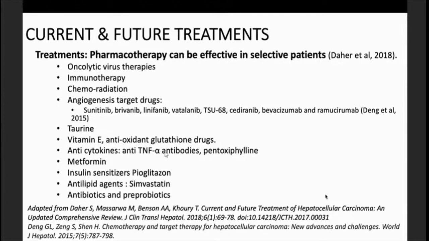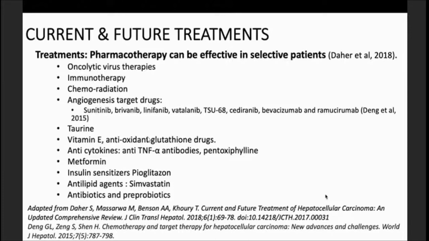So pharmacotherapy can be effective in selective patients because each and every patient's individual body conditions and homeostasis differ from one another. And according to Deha's group, the new emerging treatments are oncolytic virus therapies, immunotherapy, chemo and radiation together, targeting angiogenesis with drugs like sitravatinib, ramucirumab, and others. Taurine, vitamin A, antioxidant, glutathione treatments though.